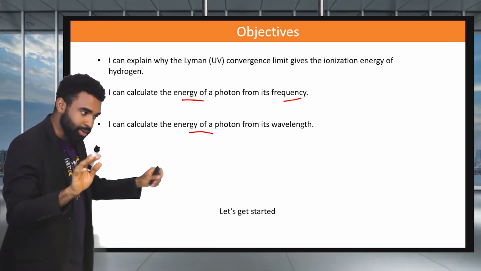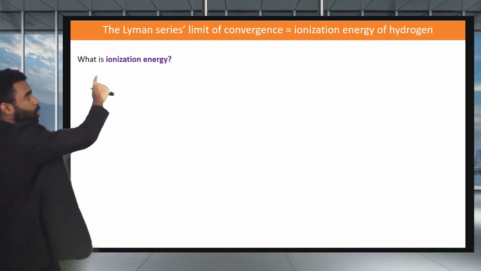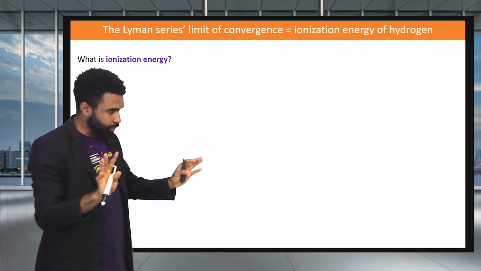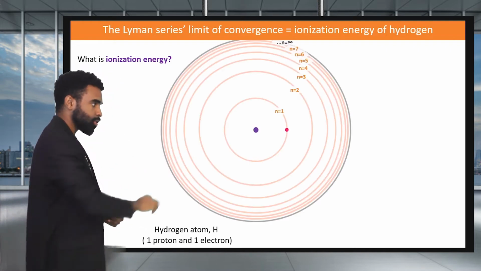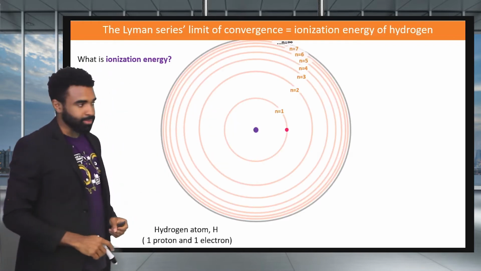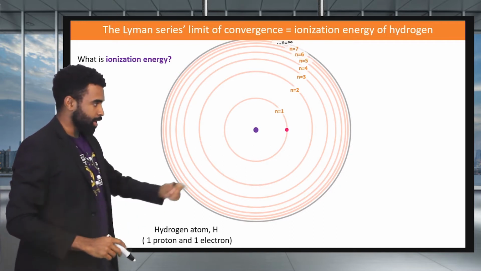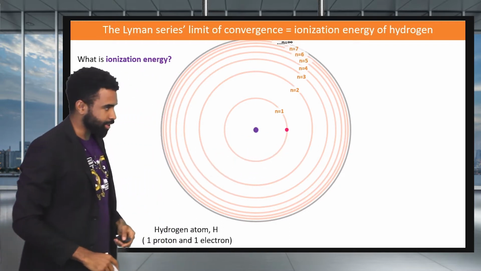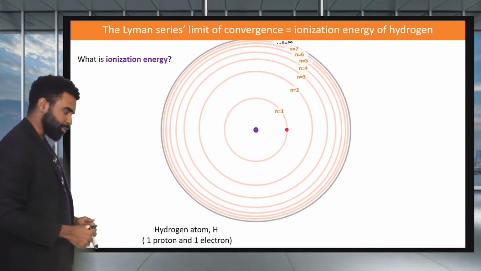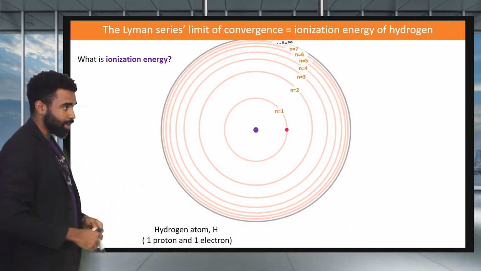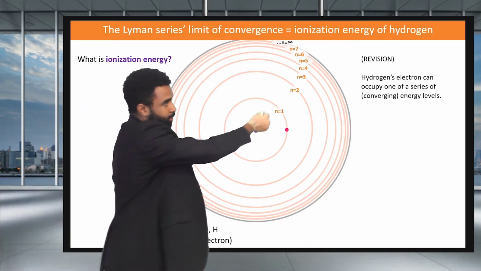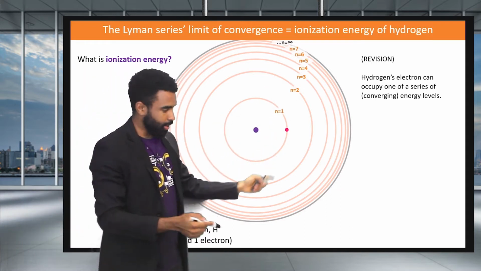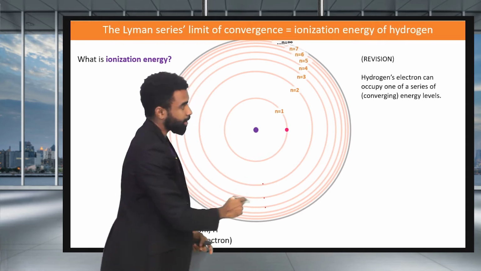The first thing we need to understand is, what is ionization energy? Here's a quick visualization of that. So we have a hydrogen atom here. Hopefully you recognize this. We have a nucleus and an electron orbiting that nucleus, or in an orbital around that nucleus if you like. Okay? And remember that there are a bunch of converging energy levels that this electron could occupy. So in theory it could jump up here or up there, okay?